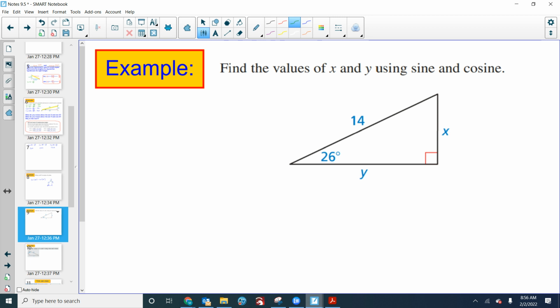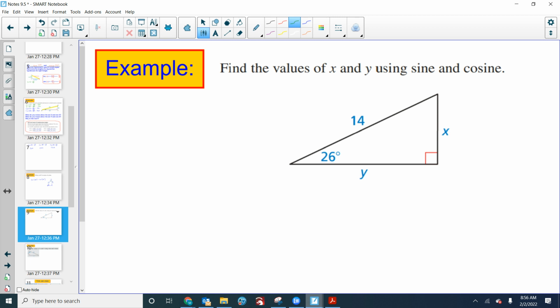Now, you don't get to decide all the time whether you're going to use sine, cosine, or tangent. The problem will tell you. All right? We don't know. The problem will tell us. All right. Here we go. Do you guys want to find x first or y first? Preston, what do you say? X or y? X. All right.